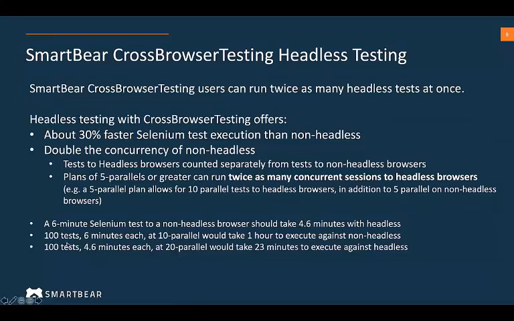So say you had 100 tests, and each test takes about 6 minutes to execute against a non-headless browser, and you're on a 10 parallel package, that would take a total of 1 hour to execute all of those tests. But if you ran the same tests against headless instances at that higher parallel count, each test would only take 4.6 minutes to execute, and it would only take 23 minutes to run the full suite of 100 tests. So that's a lot of time saved, and if you're trying to get that feedback quickly, that really does make a big difference.